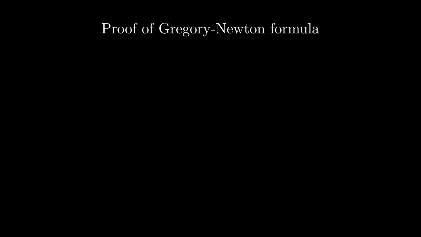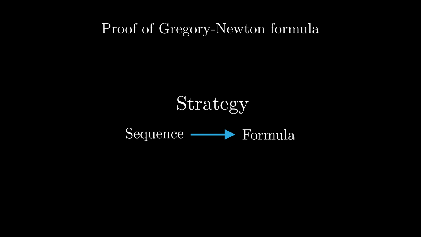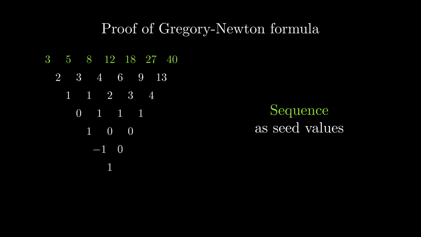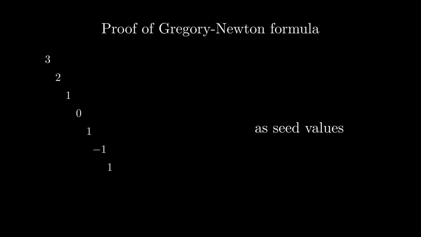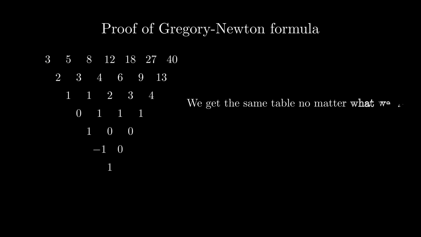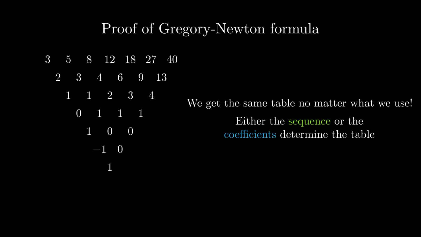To derive this formula, rather than proving that we can obtain the formula from the sequence, let's simply prove that the formula produces the sequence. To demonstrate that this strategy is valid, we need to show that the same table of differences can be produced from either 1, by using the sequence as seed values, or 2, by using the first diagonal as seed values. Because the process of applying addition or subtraction rules is reversible, we will always get the same values no matter which method we use.